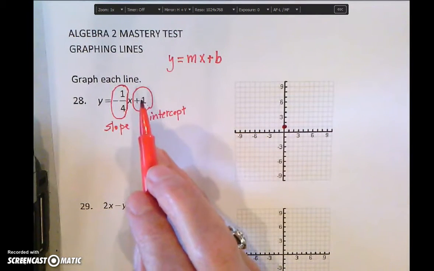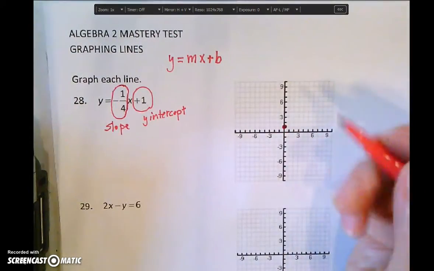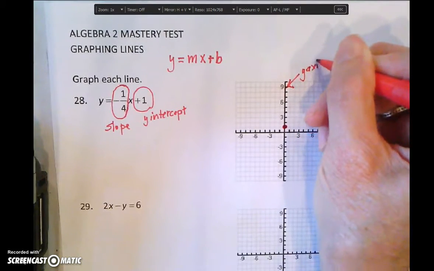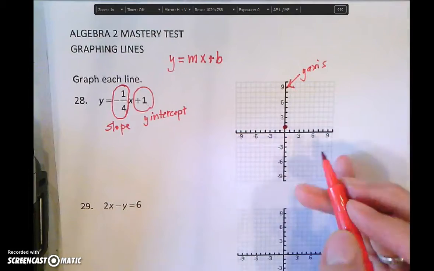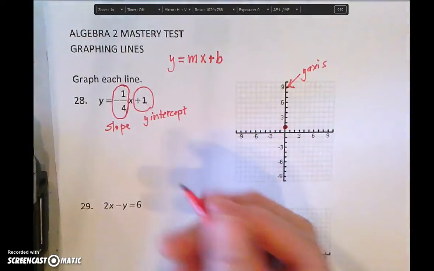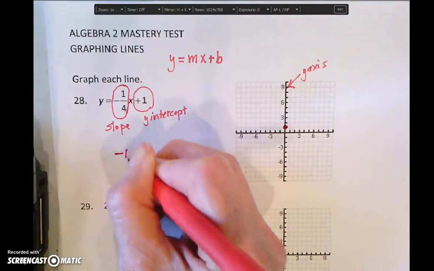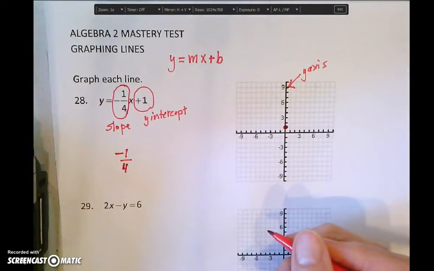So you're going to begin by first putting your y-intercept on the y-axis. So this is my y-axis here. Make sure you didn't put it on the x, but you put it on the y instead. Then we're going to use our slope, negative 1/4, and we'll need to put the negative either on the top or bottom. I tend to always go with the top, so I'm going to make it negative 1/4.